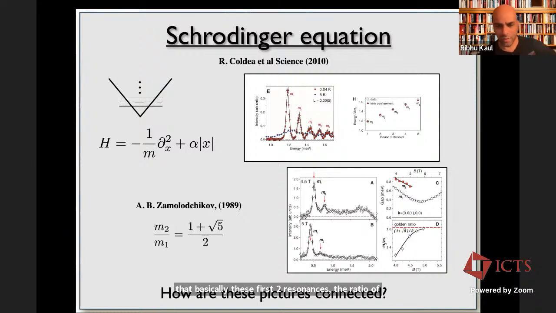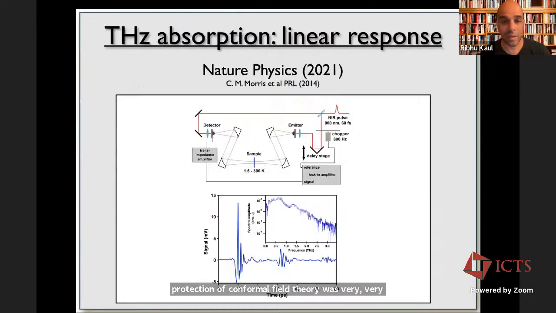In fact, they calculated the ratio of the first, I forget, 8 of them, but then the 6 higher ones are buried in the continuum. But the fact that you could, in an experiment, measure this golden mean, which is a non-trivial prediction of conformal field theory, was very, very beautiful. And so this work by Coldea, I think, is pretty amazing.